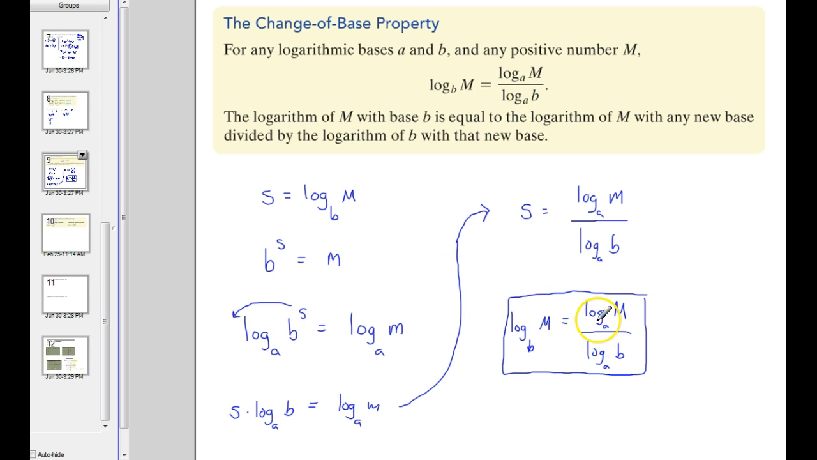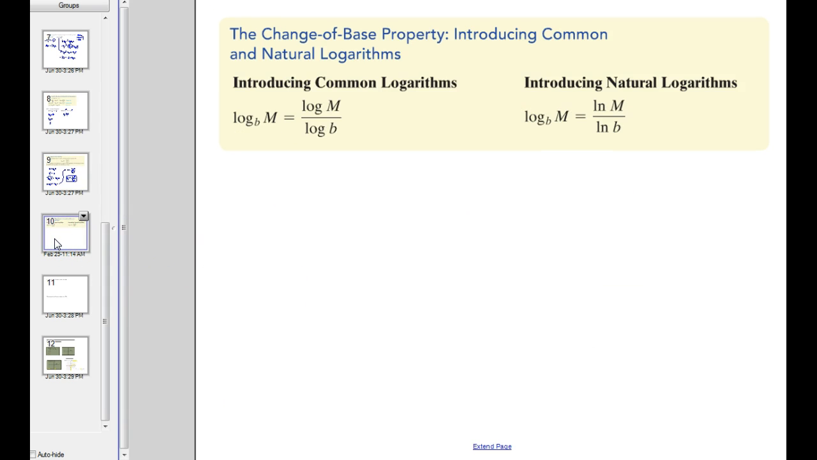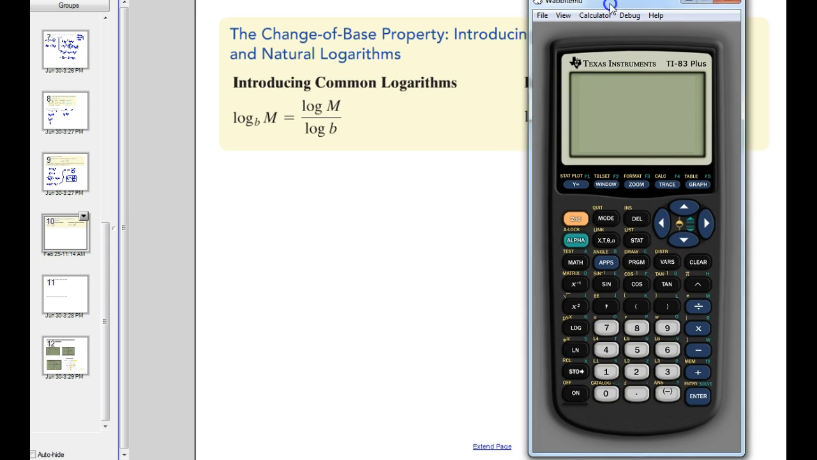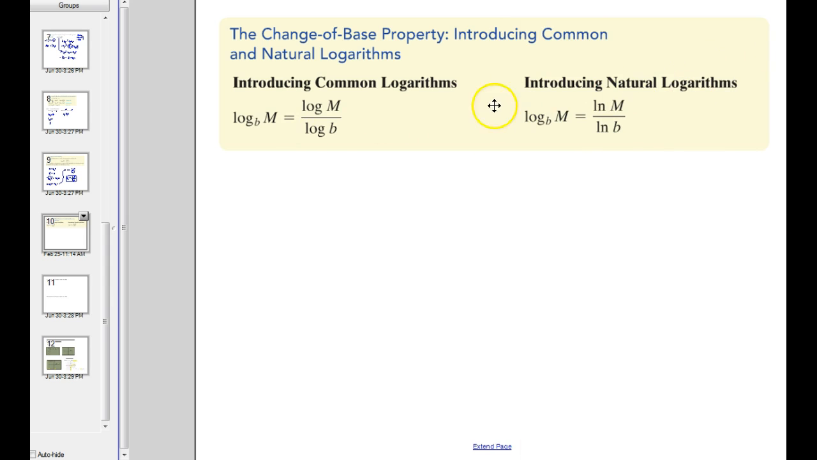We are allowed to change the base from b to any other base. That's what the a represents. And the way we do it is we take the log of the original input and divide by the log of the original base. And that new log is the base that we've changed it to. And of course, we're going to change these things to common logs and natural logs because they're the ones on our calculator. And that lets us evaluate them because of these two being on our calculator.